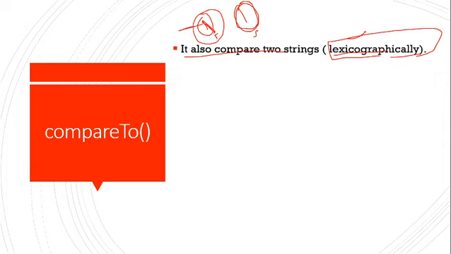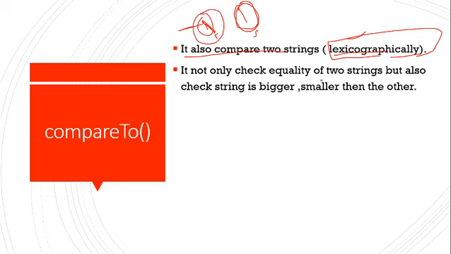If the first letter is equal, then it will compare the second. If the second is equal, then it will compare the third. If the third letter is also equal, then it will compare the fourth, up to the last letter. I will give you an example. In the equals function we have seen that it only results in true or false, not whether the first string is greater than, equal to, or lesser than. But the compareTo function not only checks for equality, it also checks for bigger or smaller. Okay, it returns an integer value.